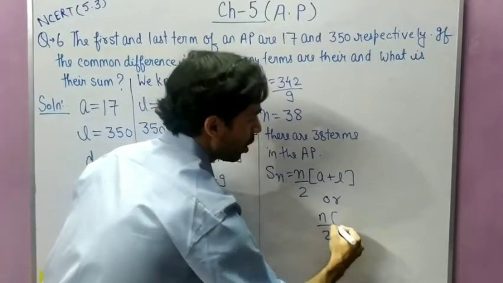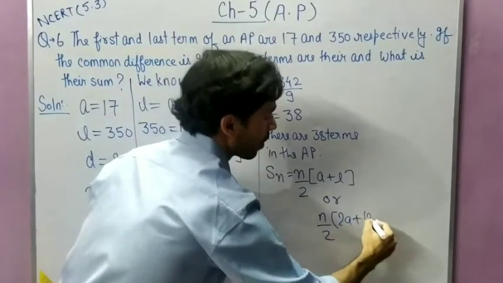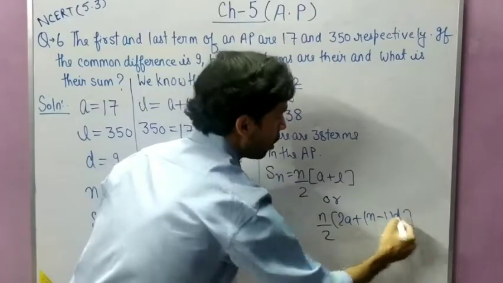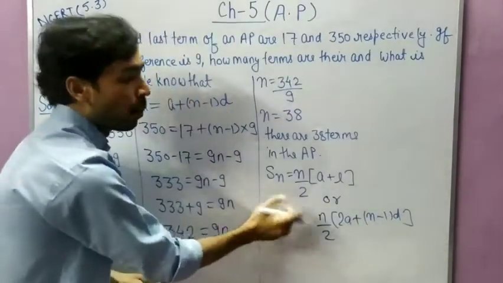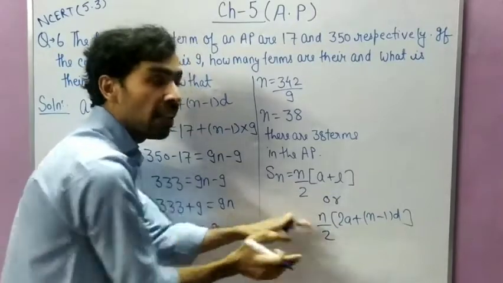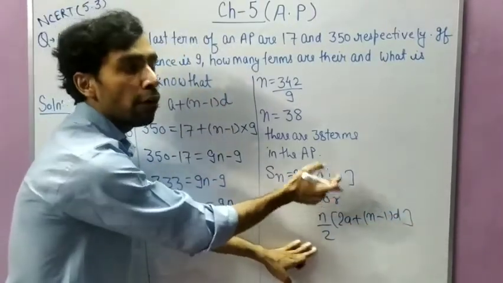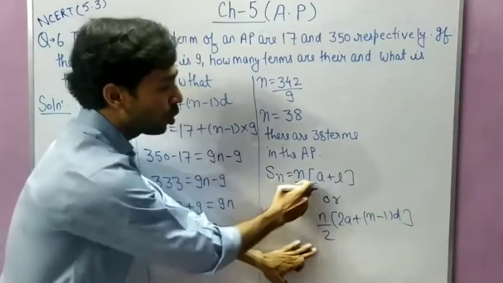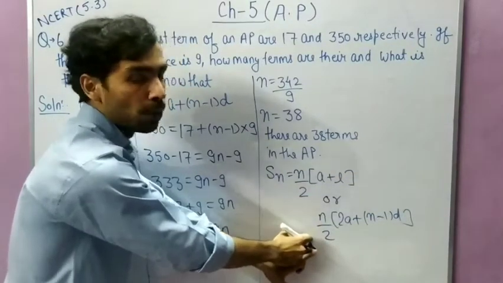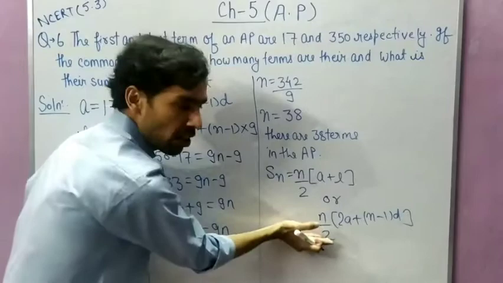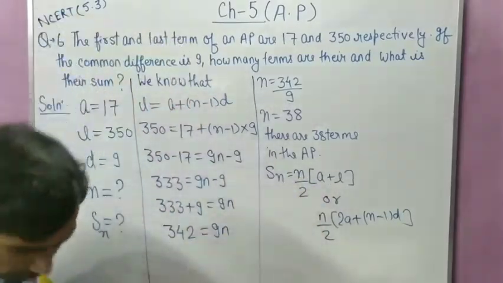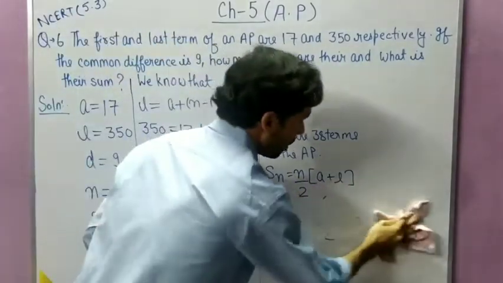Either you will use that formula, or you can use this one also: n by 2 in bracket 2a plus n minus 1 d. Both are the same formula, student, but this is the formula in terms of first term and common difference, and this is the formula in terms of first term and last term. So both are same. Either you will use this or that. So I am using this one.